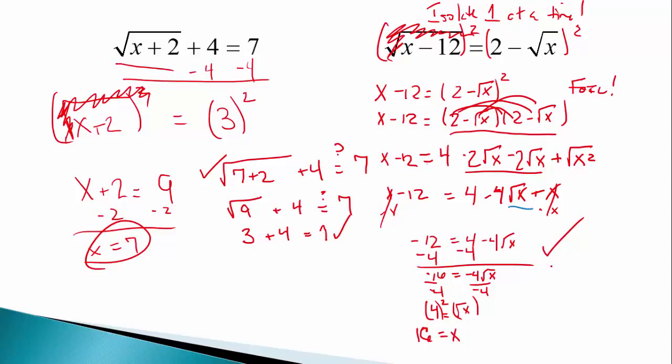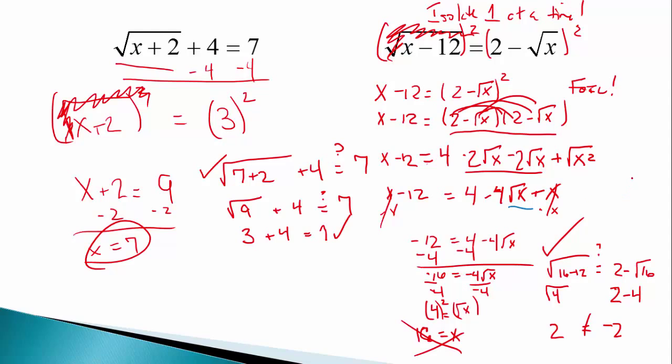I'm going to check it. It's the square root of 16 minus 12. Is that equivalent to 2 minus the square root of 16? We'll work with the left-hand side first. 16 minus 12 is 4, and the square root of 4 is positive 2. The right-hand side, I get 2 minus 4, because the square root of 16 is 4. But 2 minus 4 is negative 2. They're not equivalent. 16 has to be rejected.